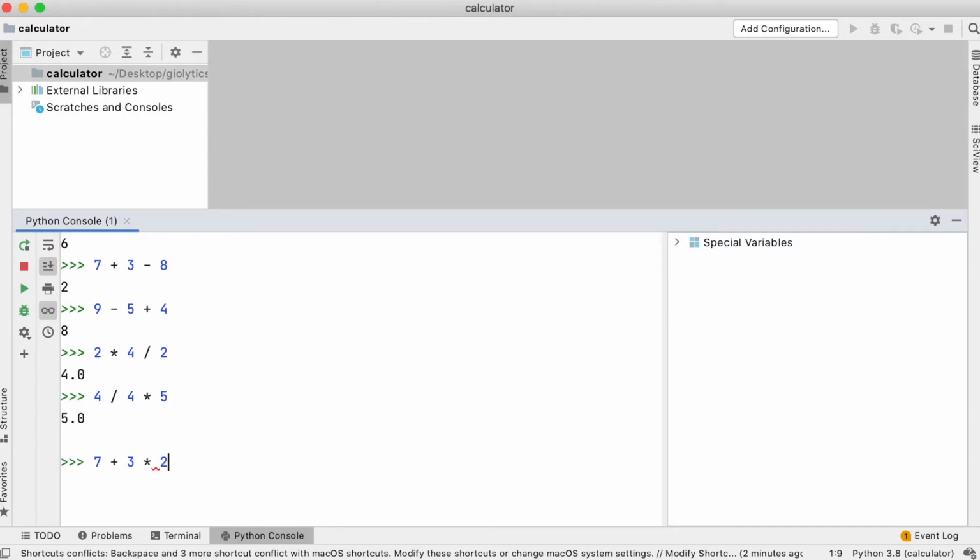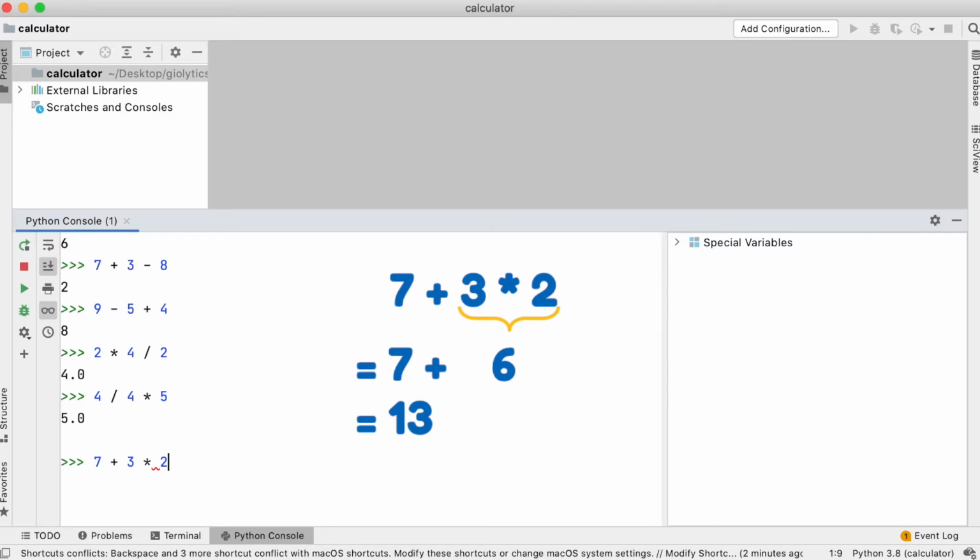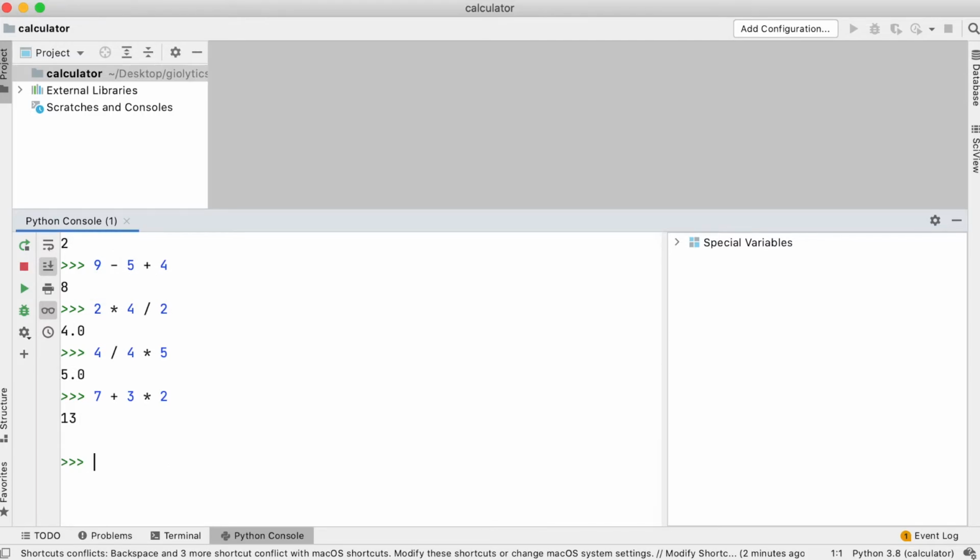Our first example is to calculate 7 plus 3 times 2. We need to be careful here because multiplication has a higher order of evaluation than addition. 3 times 2 will be evaluated first, and then the result 6 will be added to 7, which gives us the answer of 13. Let's do some more. 9 minus 2 times 4. 2 times 4 will be evaluated by Python first, and 9 will be subtracted by the result, which gives us 1.